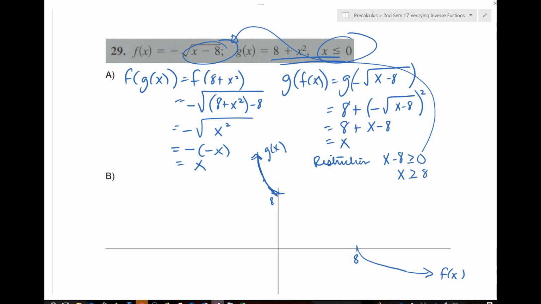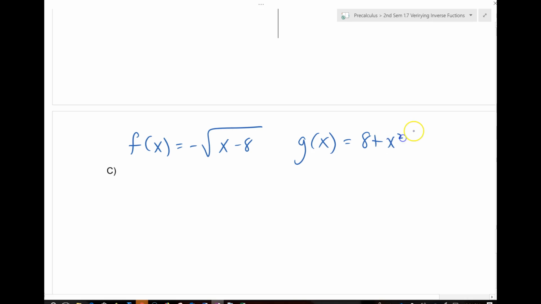Now again, I'm not giving you one that hard, okay? But let's do C, let's do the last part, let's do the numerical graphs real quick of this. So what do you get here? F of x is equal to the negative square root of x minus 8. And g of x, we're going to get to equal 8 plus x squared, but we're limited to only use what? X is less than or equal to 0.